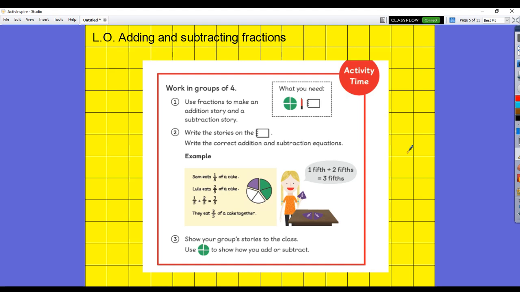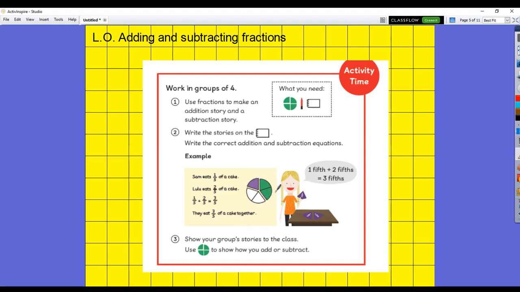So, for example, if I wrote one, I would say, Sam eats 1/5 of a cake. Lulu eats 2/5 of a cake. How many bits of cake do they eat altogether? So my fraction in the calculation would be 1/5 add 2/5 equals 3/5. Okay, so they'll eat 3/5 of a cake together. I would then draw my cake.